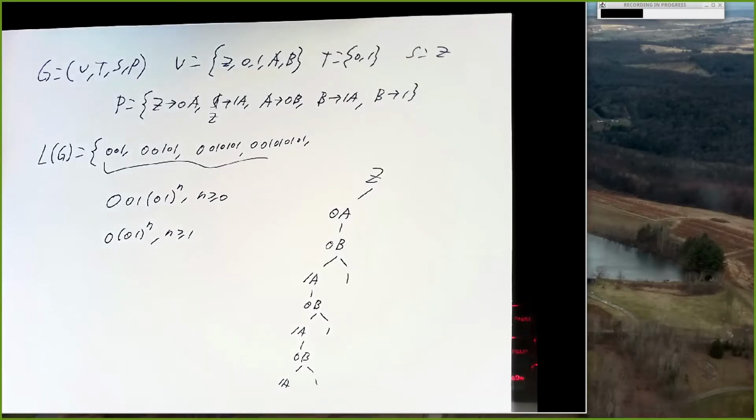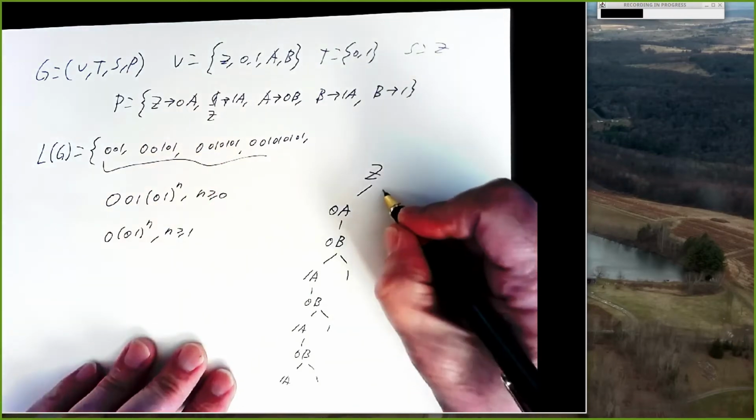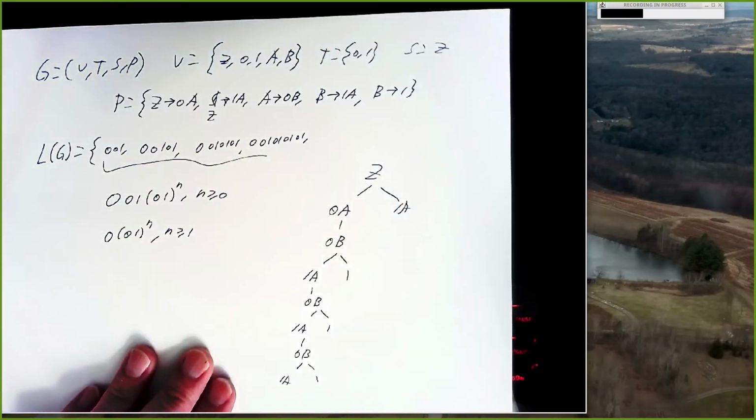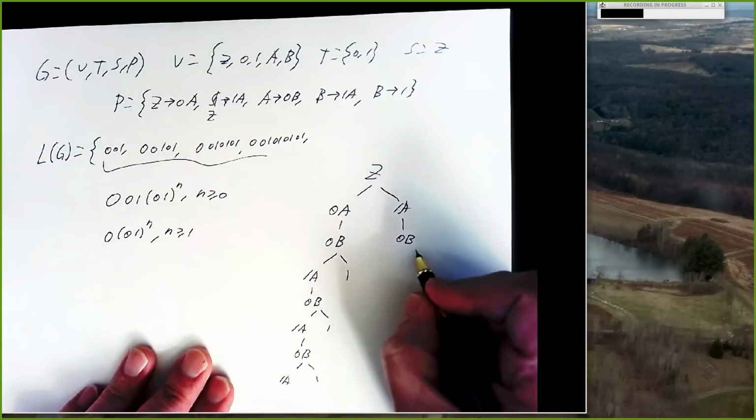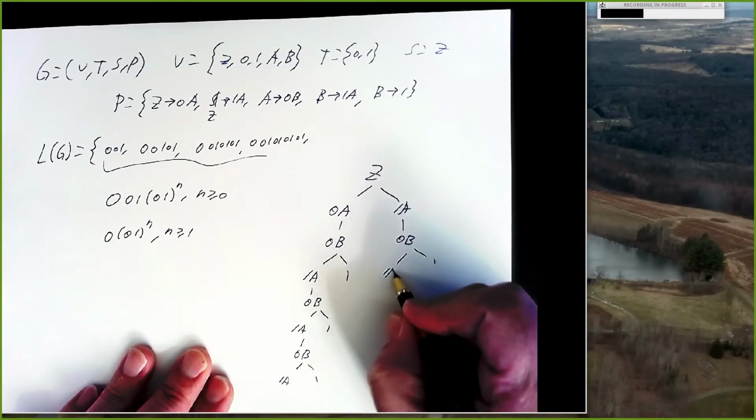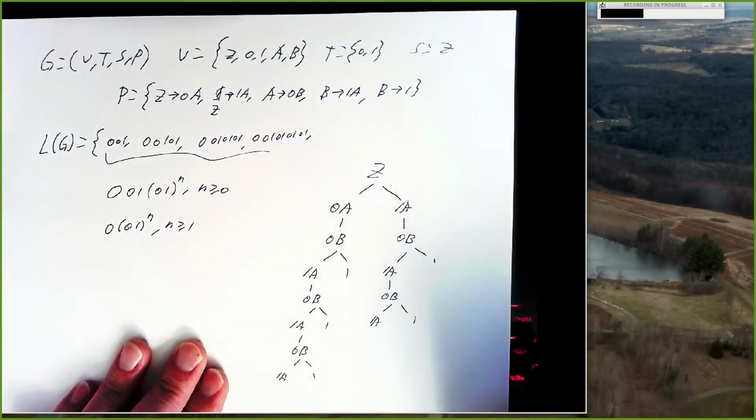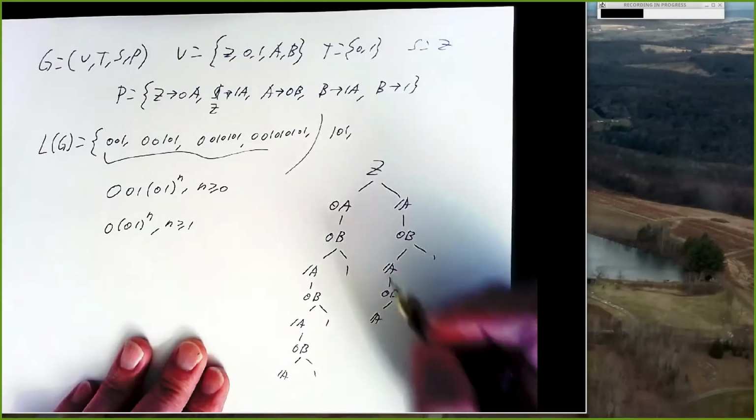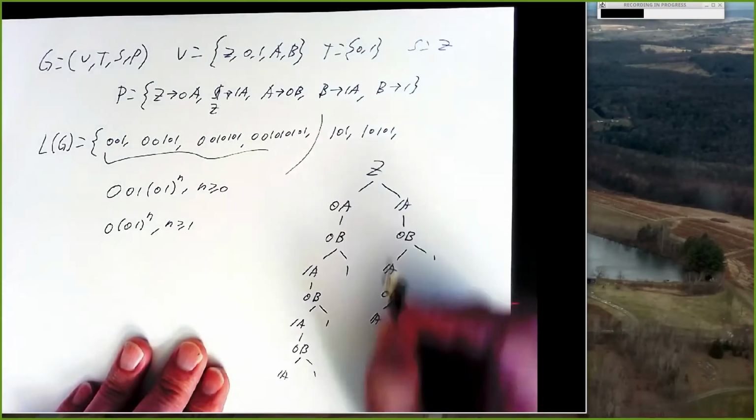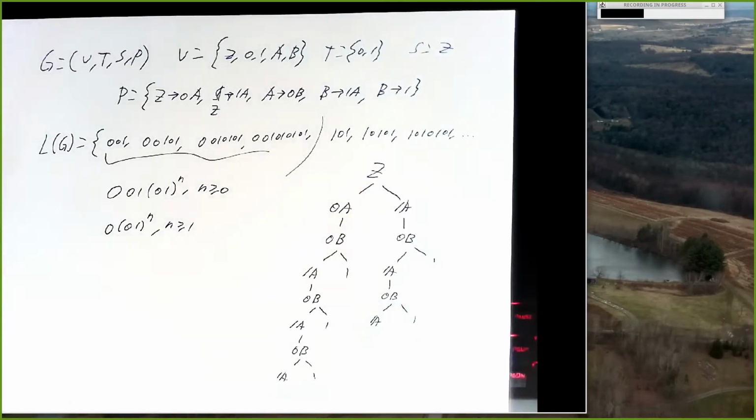All right, so we have another possibility. This was the possibility where Z went to 0A, but Z could also go to 1A, and an A changes into a 0B, and that B either changes to a 1 or into a 1A, and that A changes to a 0B, which becomes either a 1A or a 1, and so on. So we have another set of strings possible. We have a 1, 0, 1. We have a 1, 0, 1, 0, 1. If we believe this pattern, we have a 1, 0, 1, 0, 1, 0, 1, and so on.